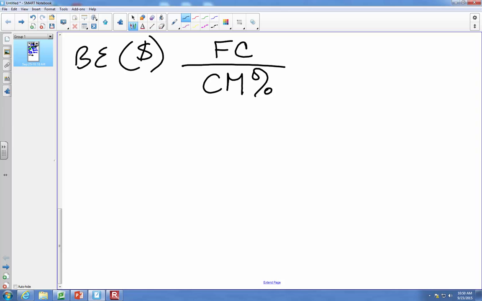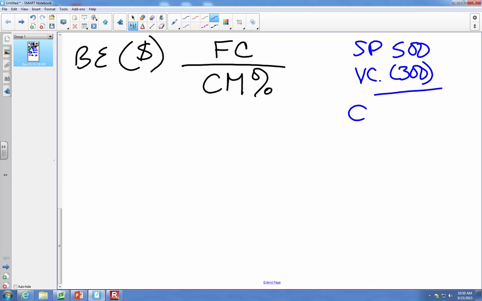And help me out here. I'm going to use my same calculation. I'm selling my bikes for $500. My variable costs are $300. Therefore, what do you think my contribution margin percentage is? How am I going to calculate my CM percentage? Take your contribution margin, divide by the selling price. Absolutely. What percentage of my selling price is my contribution margin?